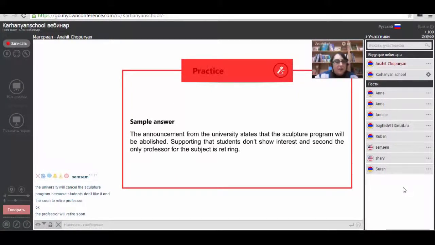The sample example can be like this. The announcement from the university states that the sculpture program will be abolished. Will be cancelled, will be postponed, yes? Will be cancelled, will be abolished, okay? There are a lot of synonyms for put off, yes? Call off. If you think of them, you can find out a lot of synonyms. Supporting that students don't show interest, and second, the only professor for the subject is retiring.